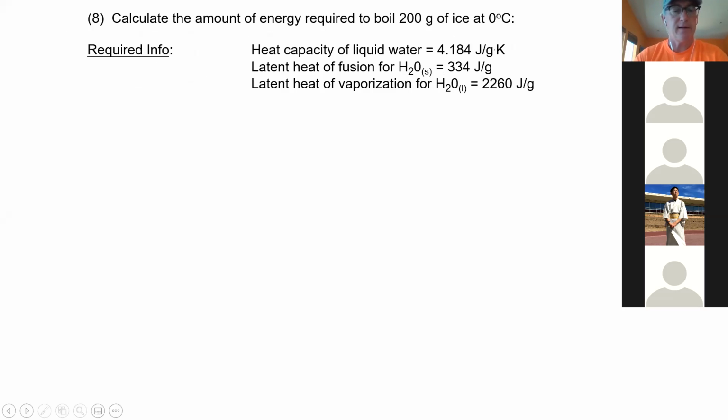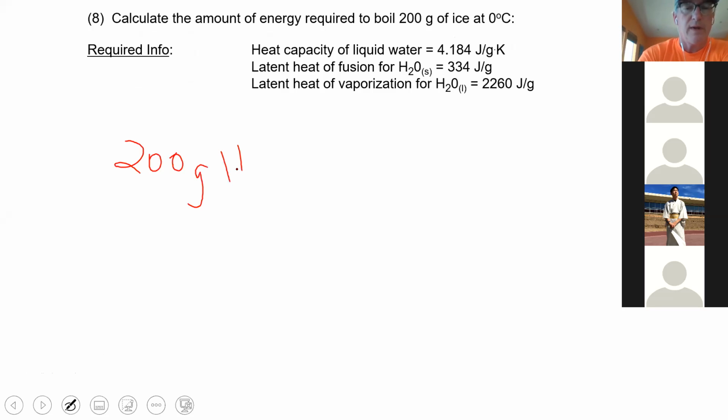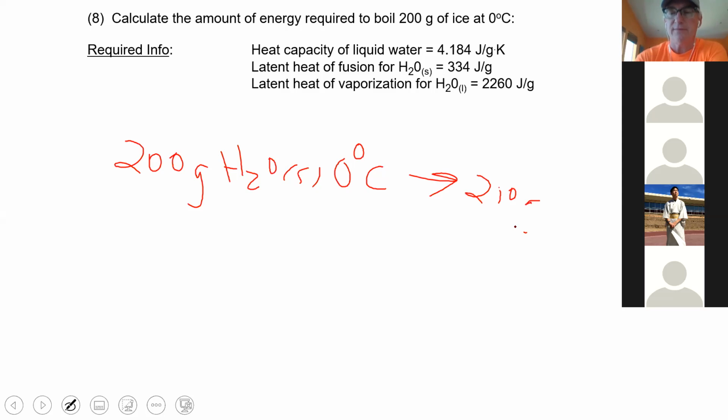So this question here is, you need to do 3 things. I've got 200 grams of H2O solid, and it's at 0 degrees C. So I need to do 3 things. I need to take my 200 grams of water, and change that to 200 grams of liquid water.